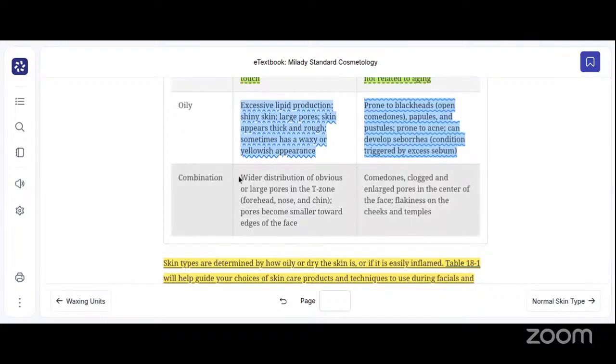Combination skin. Let's highlight, and we're going to use purple.